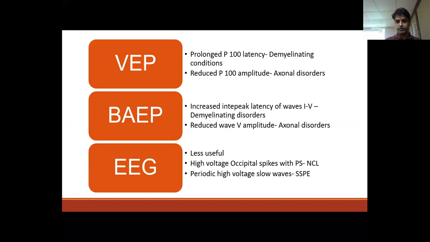Due to lack of time, we don't have time to go into the waveforms. But if the amplitude is low, then that is characteristic of axonal disorders. If it is delayed conduction velocity, then that is suggestive of demyelinating disorders.